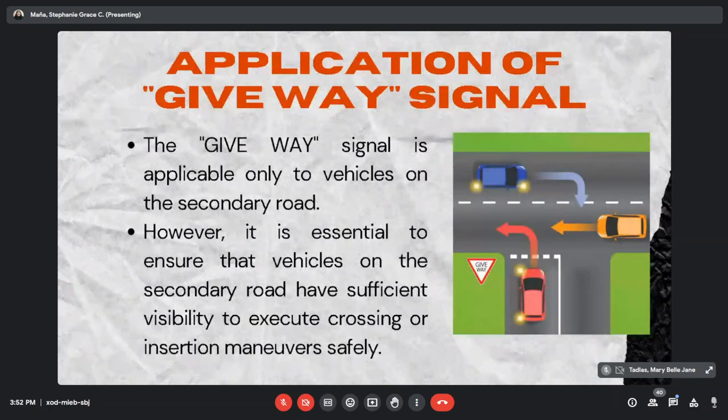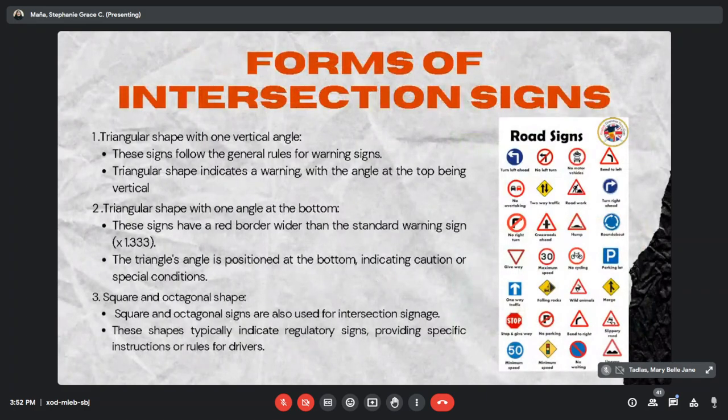So the give way signal applies to vehicles on the secondary road, which serves inter-district traffic and connects primary roads. Visibility should be checked for safe crossing or merging maneuvers by vehicles on the secondary road. So next slide, please. There are three forms of intersection signs.